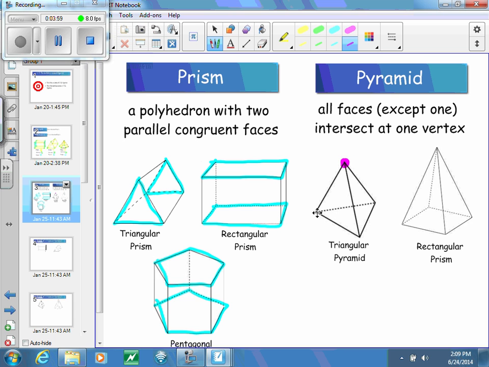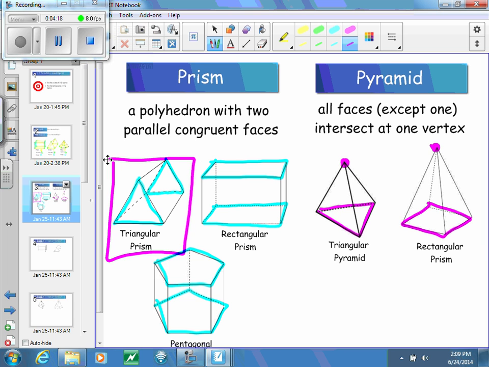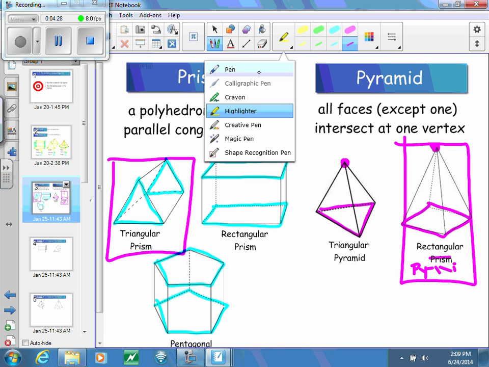So here I have a base of a triangle, and then all of the sides are going up to that one point. Here I have a base of a rectangle, and all of the sides are going up to that one point, making it a pyramid. Now, the one thing that probably gets people the most confused is the difference between a triangular prism and a rectangular, oops, this is prism, sorry, this is supposed to be pyramid. And that's not allowing me to write.